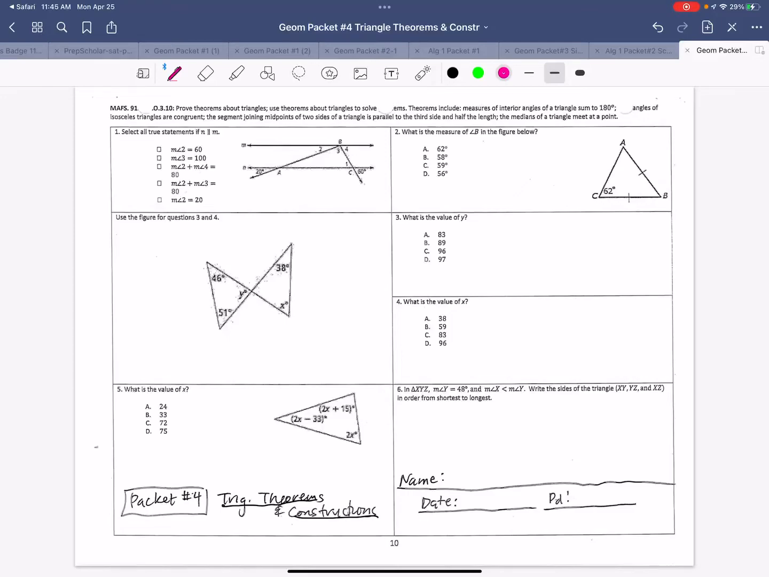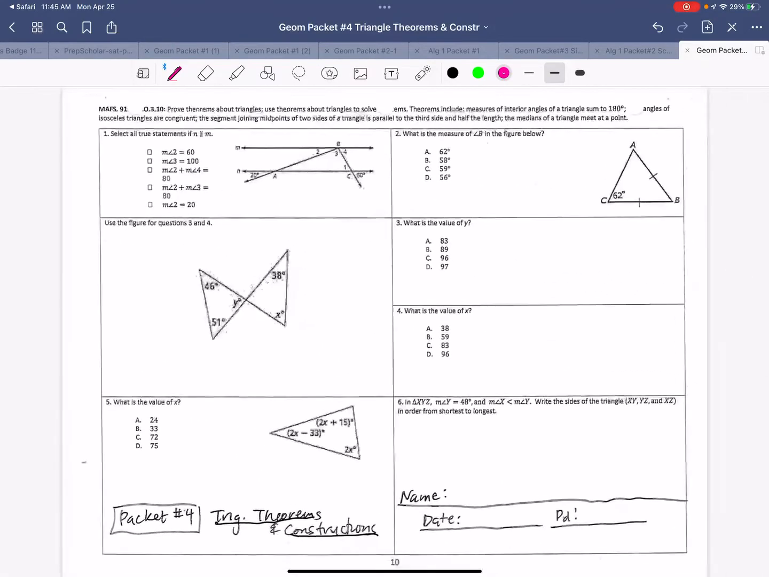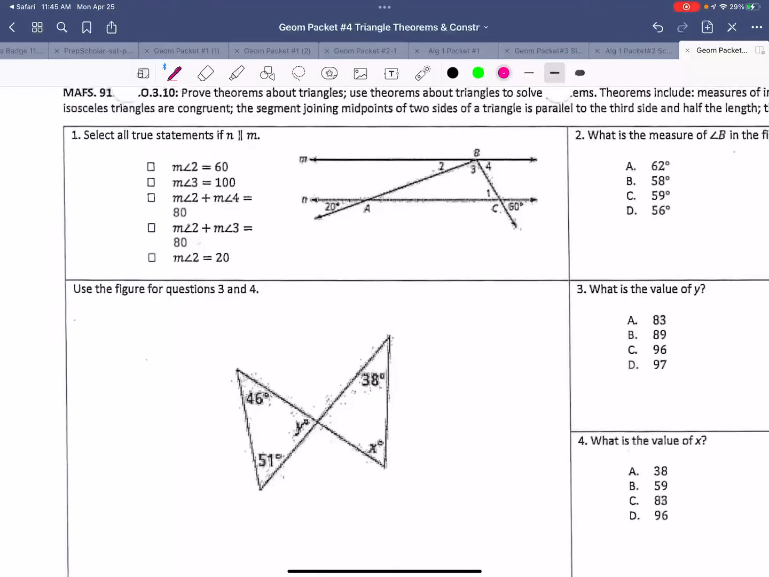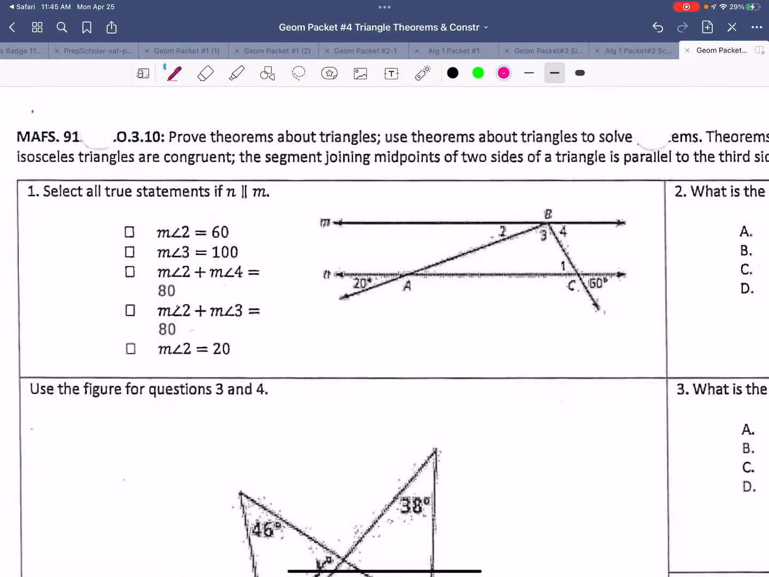Last page, let's do it. Okay, triangle theorems and constructions. So we want to look at these questions and come up with an answer. So it says select all that is true if we force this to be parallel.